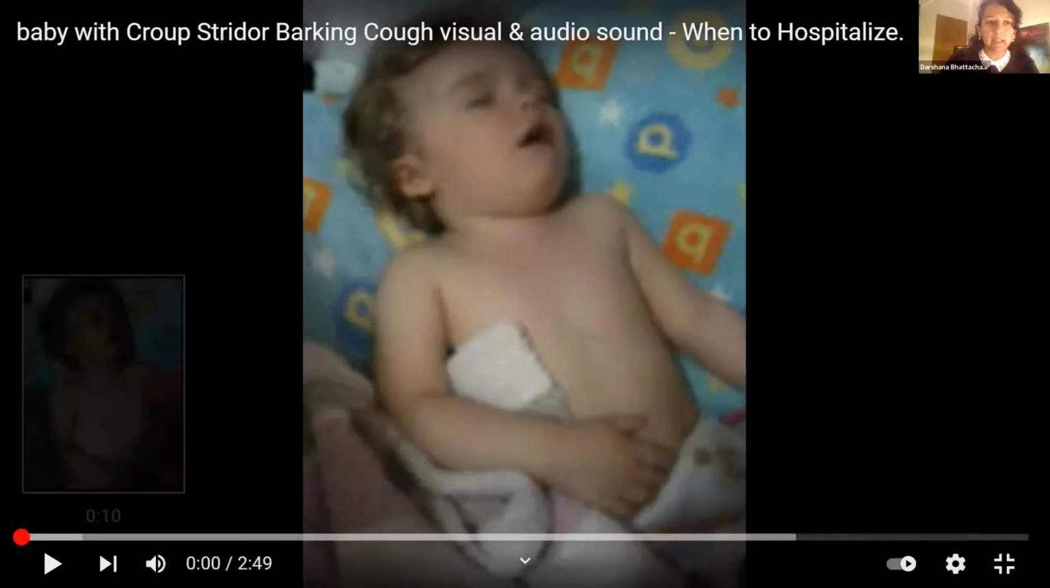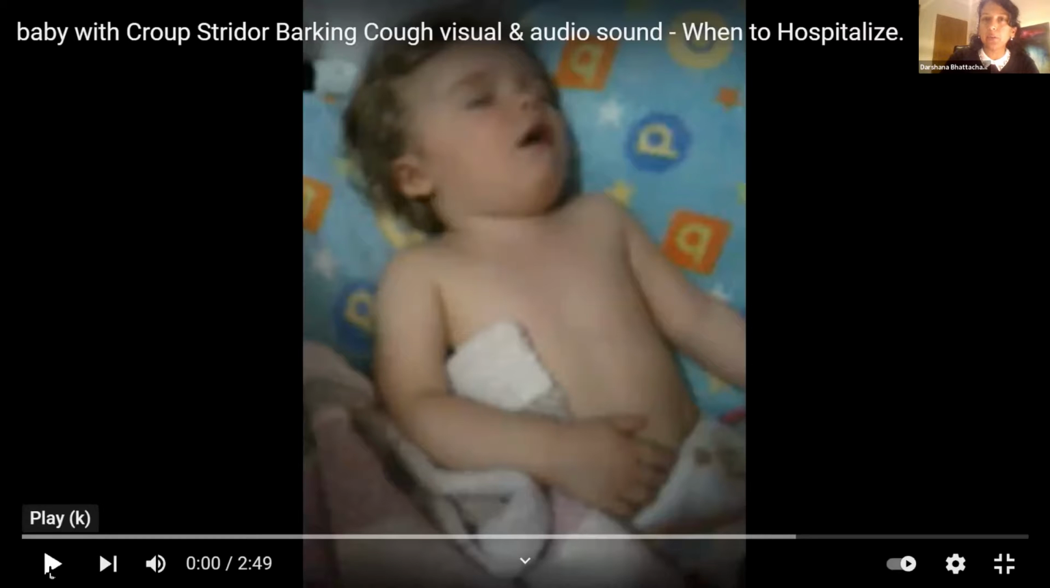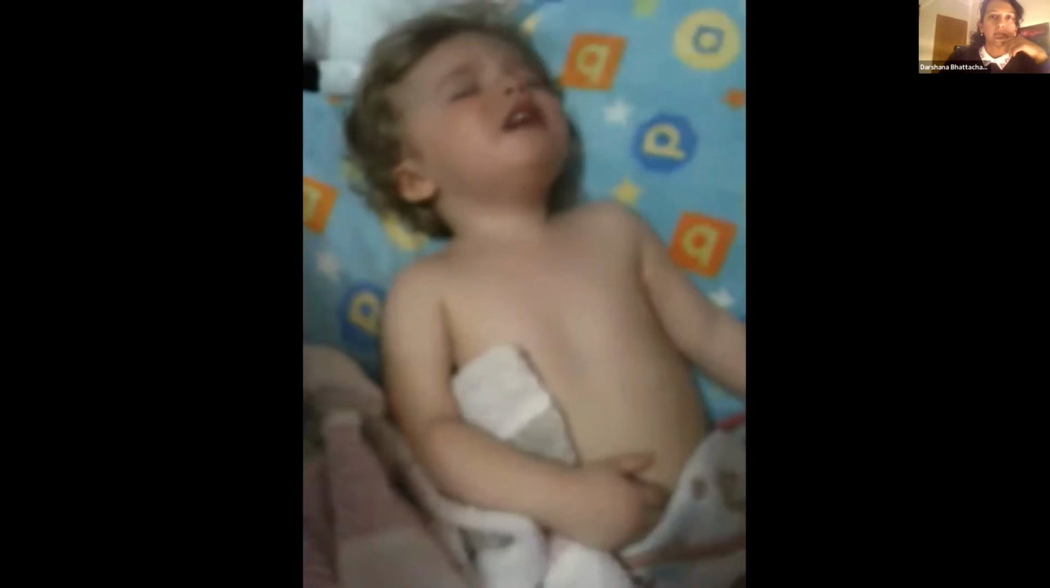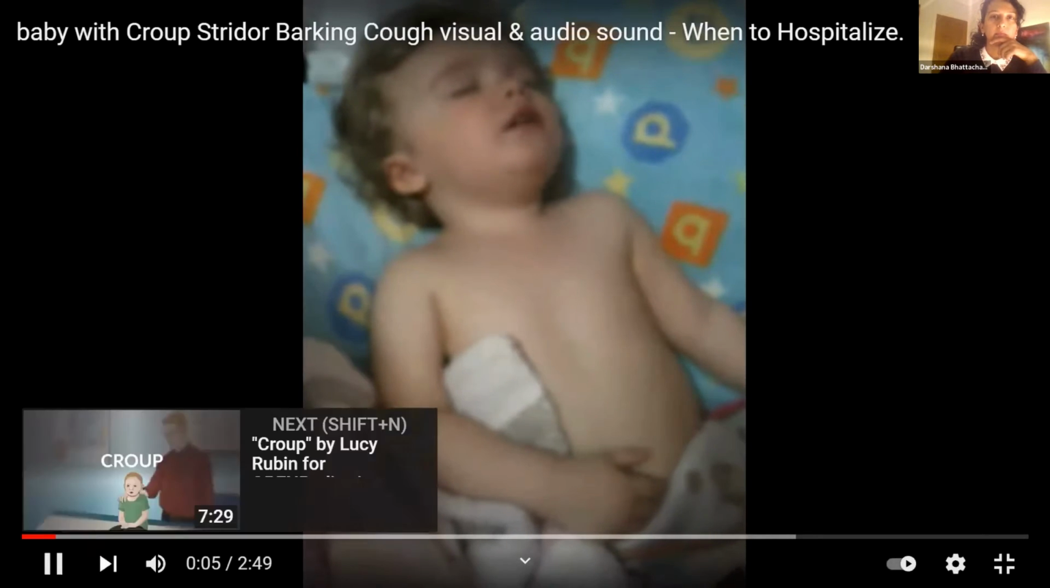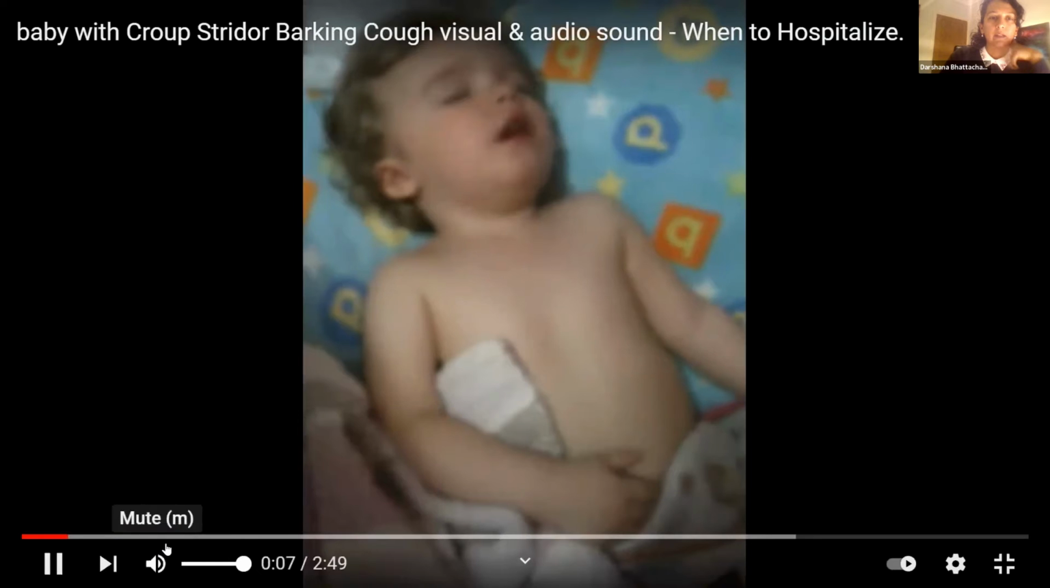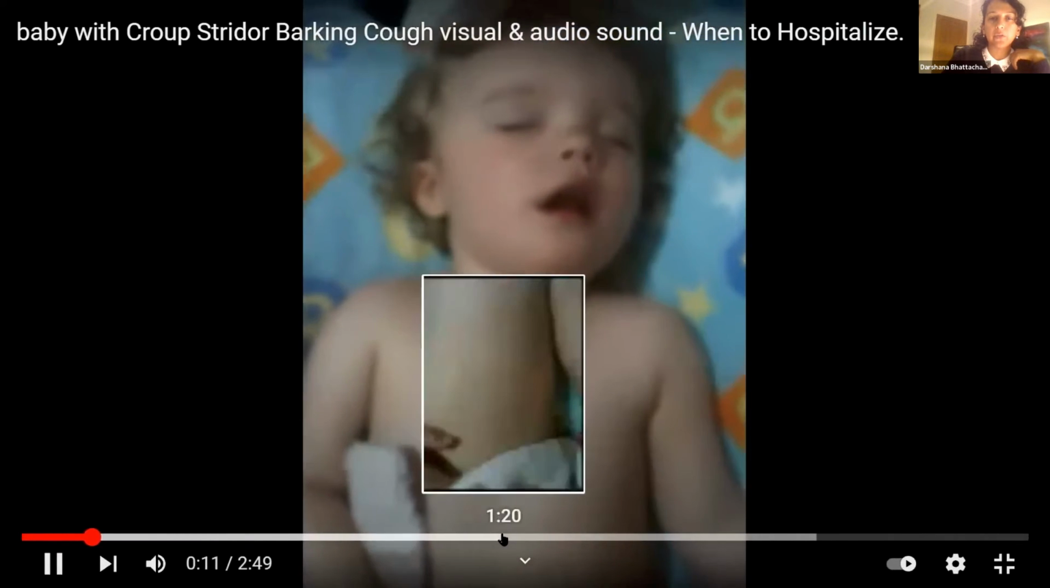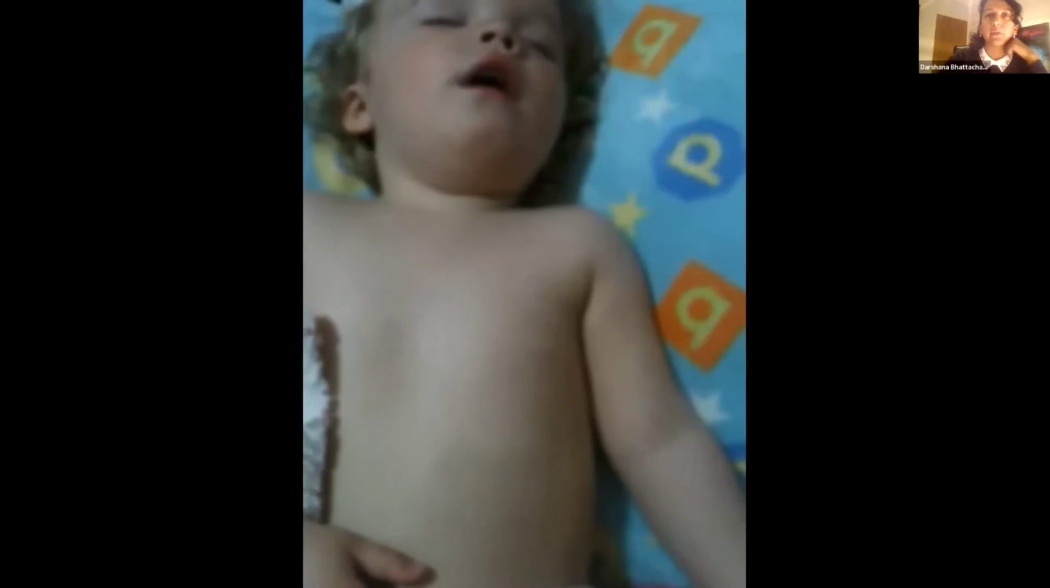So I'm going to start playing it now, and at the start you'll hear the typical barking cough. I'm going to speed it up now to the point where, with this child, you can probably hear the stridor a bit better. Think about signs of increased work of breathing.